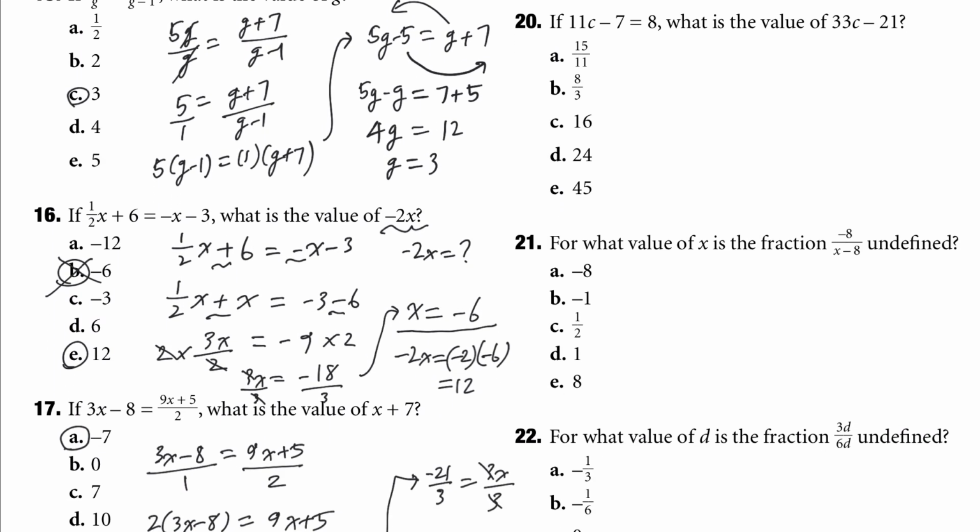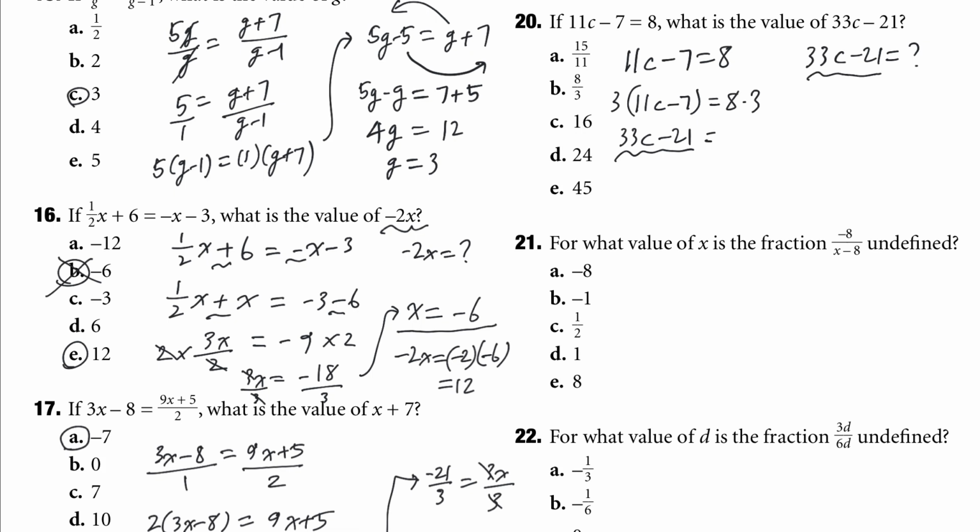Okay, moving on to question 20. 11c minus 7 is equal to 8. What is the value of 33c minus 21? Again, similar question. You can see that 11c minus 7, if I multiply both sides by 3, notice what happens on the left-hand side. Well, 33c minus 21. 33c minus 21, that's exactly what we're looking for. It's 24.